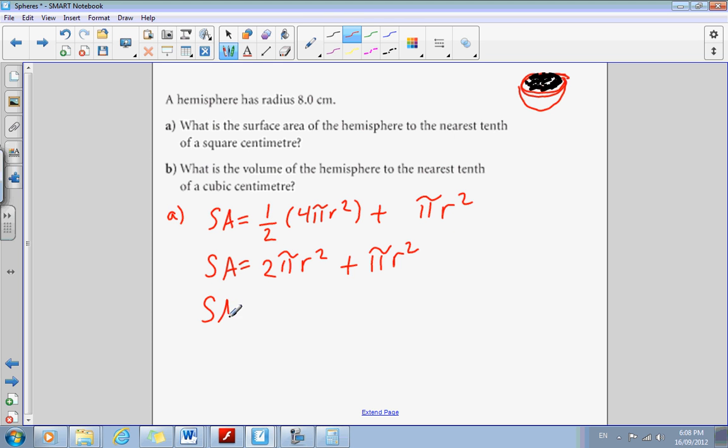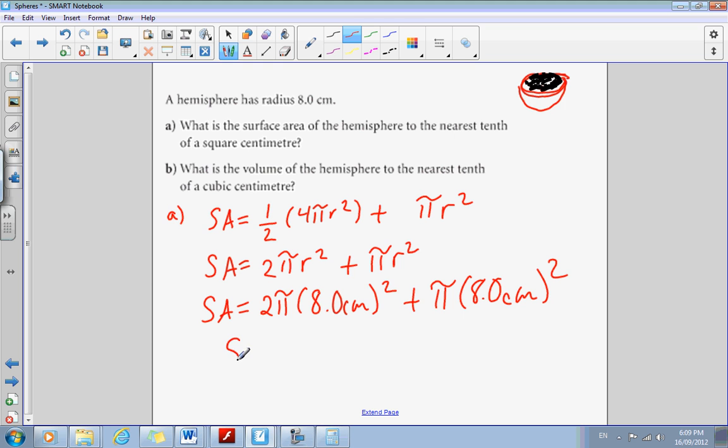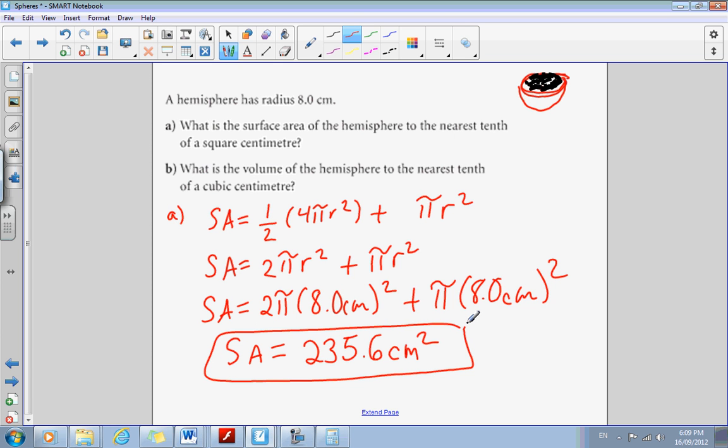So if you just fill everything in here, the radius, which is 8 centimeters, you'll end up with your surface area equaling 235.6 centimeters squared. So this is a fine way of doing it. Just remember that when you have the surface area of a hemisphere, it's not just half of the normal surface area of a sphere; you do have to add that extra circle.